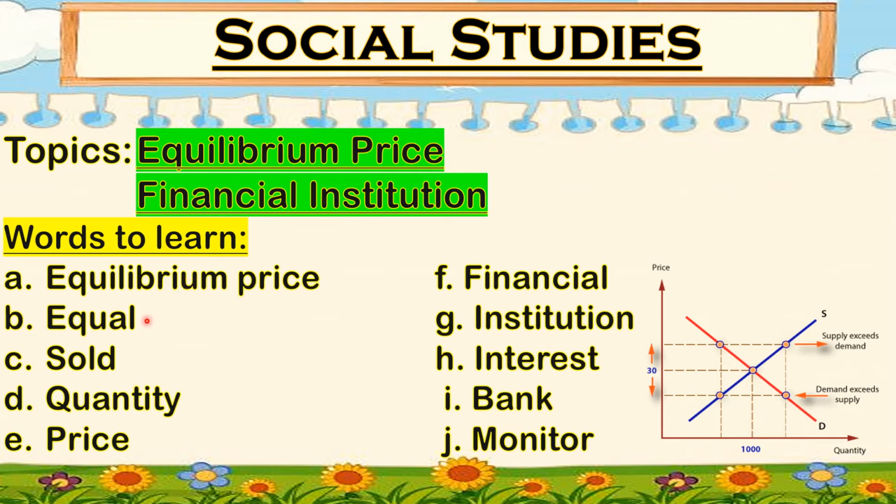Equal means the same. Sold means you were able to sell your product. Quantity, number of items. Price, how much you are selling your product. Financial, it has something to do with money. Institution is an organization. Interest is amount of money you have to pay, especially when you borrow. Bank, it is an organization or institution wherein you can borrow money or you can save your money. Monitor means you can check or update something.